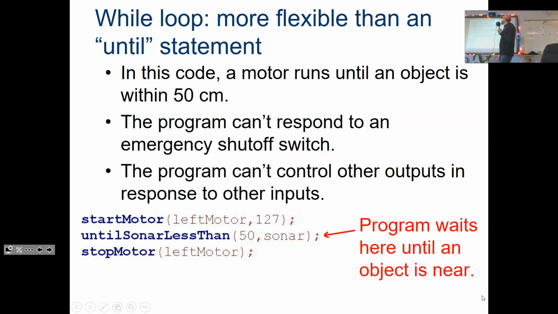In this code, the until says a motor is running until an object is within 50 centimeters. The program can't respond to an emergency shutoff switch. The program is going to hang right here at the until. It's not checking anything else.